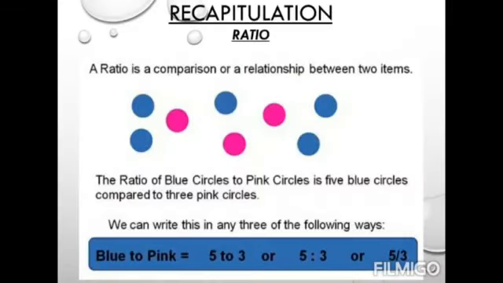Next topic is ratio. A ratio is a comparison or a relationship between two items. Here you can see 5 blue circles are there and 3 pink circles. So ratio of blue circles to pink circles will be 5:3.